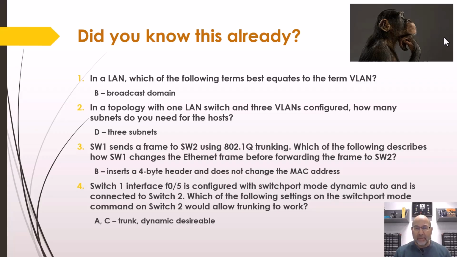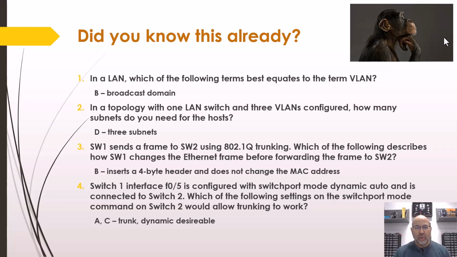Switch 1 sends a frame to switch 2 using 802.1q trunking. Which of the following describes how switch 1 changes the Ethernet frame before forwarding it to switch 2? Well, when you do 802.1q trunking, you stick inside the old frame a new header. You also change the ether type, and that's a 4-byte header that includes the VLAN ID, but the MAC address doesn't change.